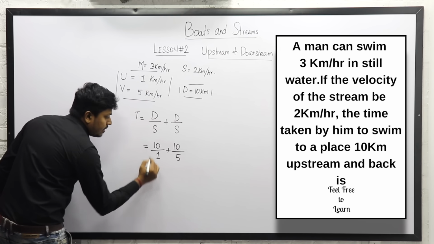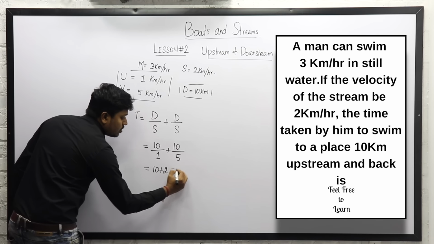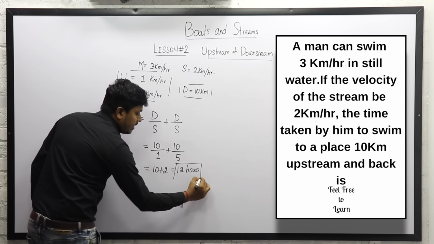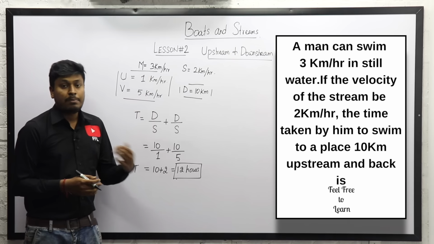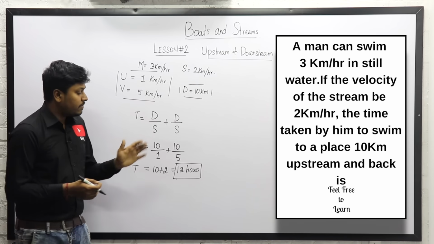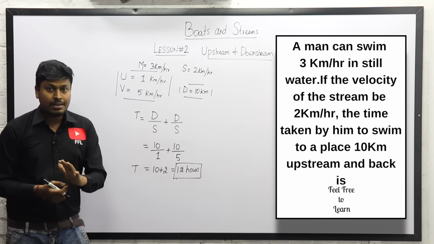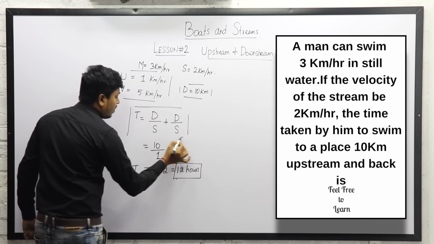When you cancel it, 10 divided by 1 will be 10, and 10 divided by 5 will be 2. So totally it will be 12 hours. So finally we got the answer: the time taken by the man to swim both upstream as well as downstream will be 12 hours. Got it? A simple basic question. By just understanding this concept, you can solve it.